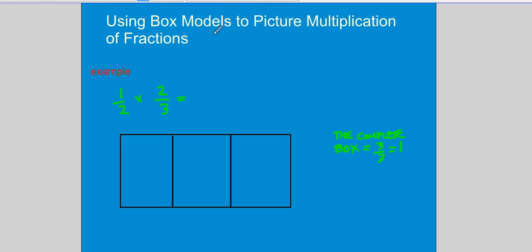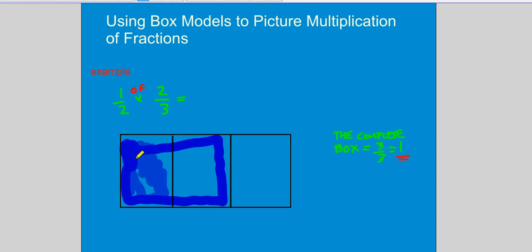Alright, now we're going to use a box model to picture the multiplication of fractions. I don't like to get too involved in this, but I will try to show you a visual of a way to think about what's going on when you multiply. So remember, 1/2 times 2/3, that's 1/2 of 2/3. So I've got a box here. The whole box represents 1 or 3/3. That's 1 whole. So 2/3 would be this area right here. That's 2/3 of a whole.